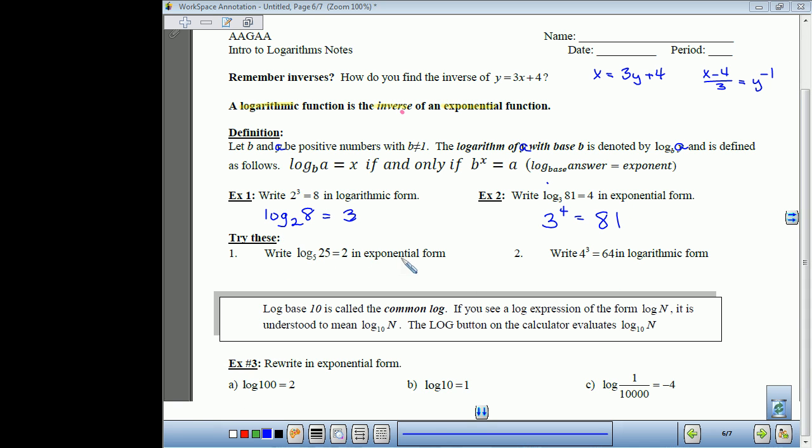Switch this logarithmic form to exponential form. Switch this exponential form to logarithmic form.